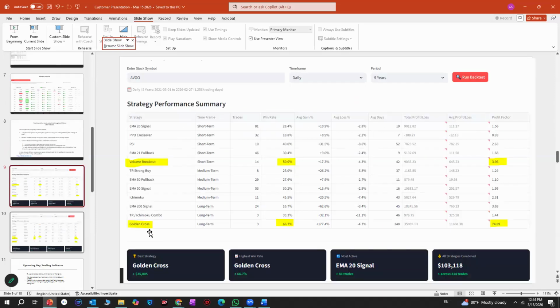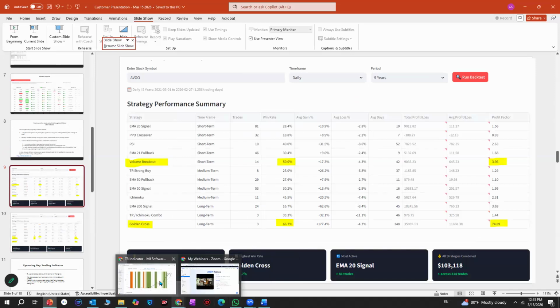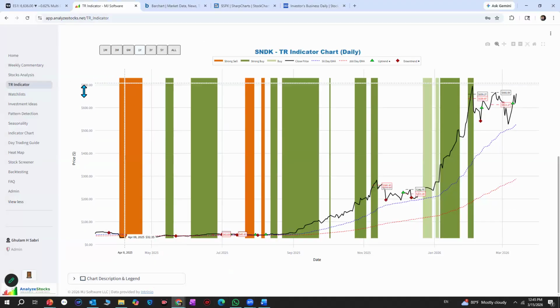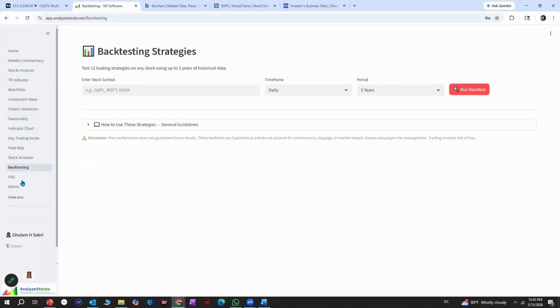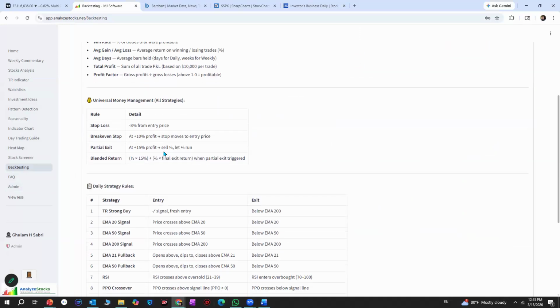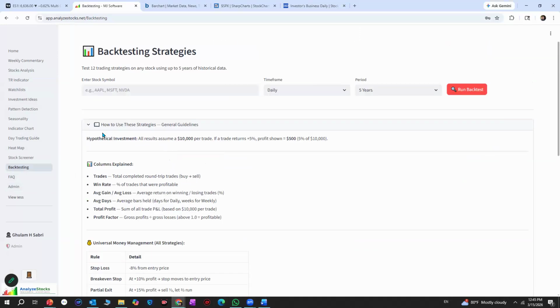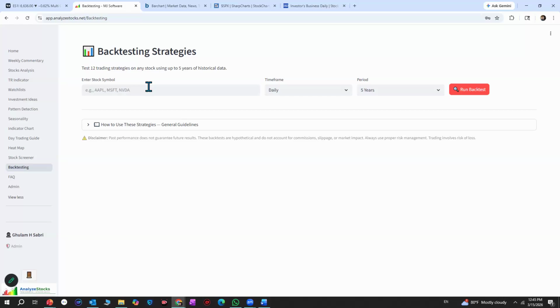And then take a look at this strategy performance summary, and then we will move on to our day trading system. So going back to our app, we have a page here known as backtesting strategies. And we want to see, okay, it is a small guide here. It explains different strategies and how to use this backtesting system.